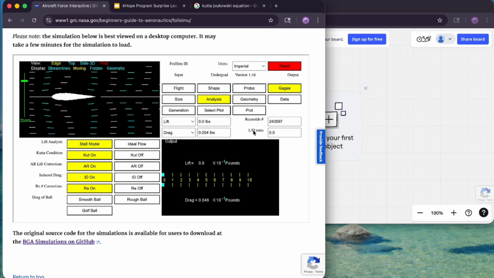You can see here that we have the L to D ratio. I think this is the lift to drag ratio. This is the Reynolds number, I don't know what that is. We're measuring this all in pounds. So yeah, bear with us.